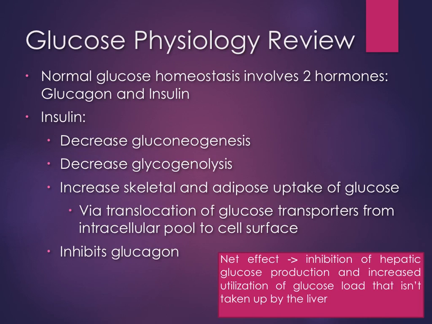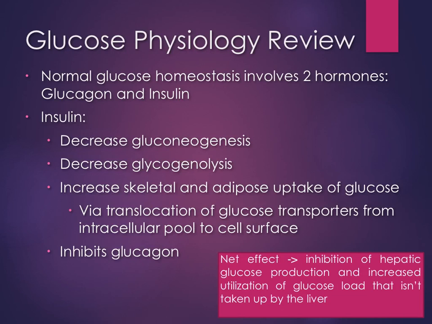Moving on to glucose now. Let's just review quickly glucose physiology. Normal glucose homeostasis involves two hormones, glucagon and insulin. Insulin will decrease gluconeogenesis. It decreases glycogenolysis. It increases skeletal and adipose uptake of glucose via translocation of glucose transporters from intracellular pool to the cell surface, and it inhibits glucagon.